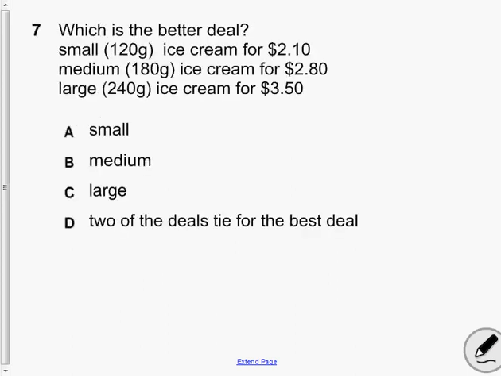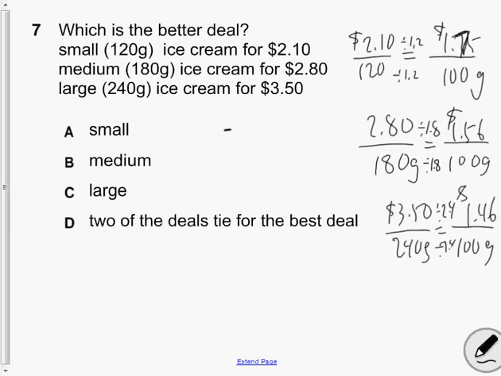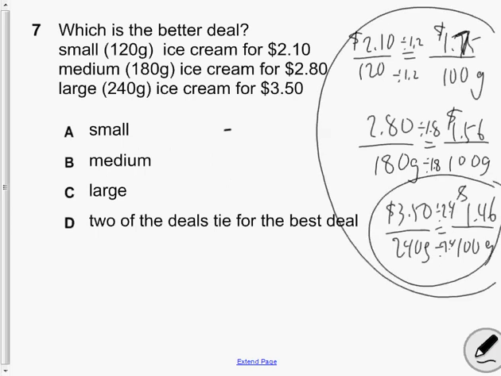Which is a better deal? Again, we have the same question as before, so I'm going to press pause here, and I'm going to do all the work and show you which one is the better deal. When you work out all the details, you find out that the cheapest price is the unit rate for the large, which means large is your best deal.